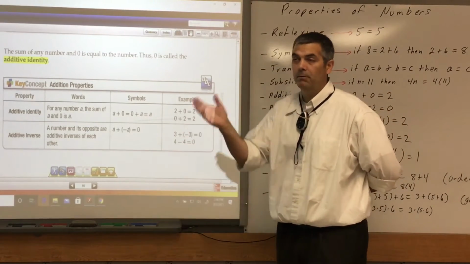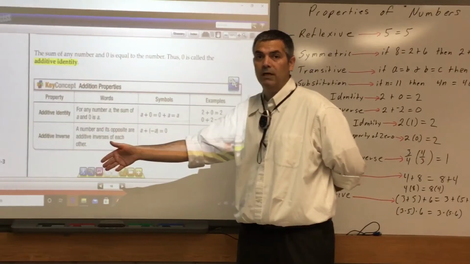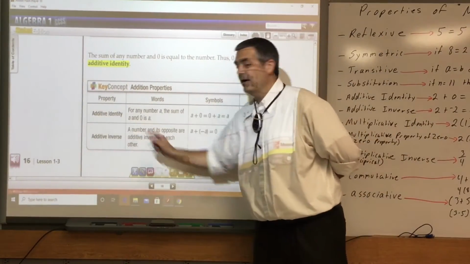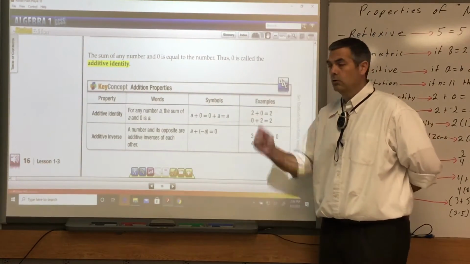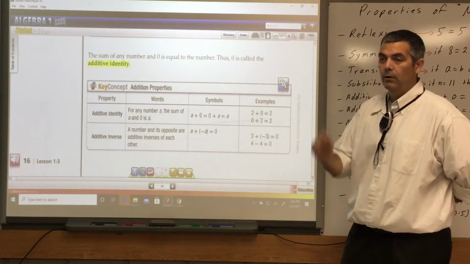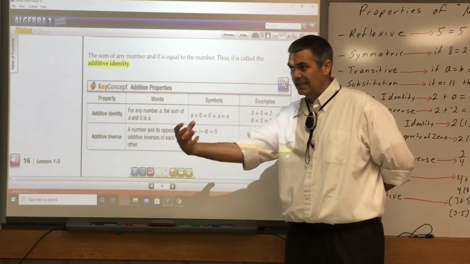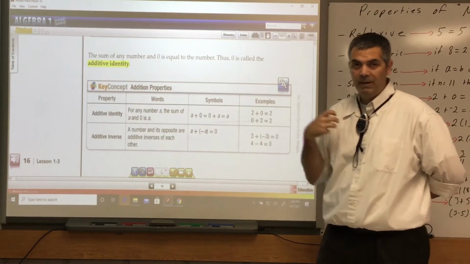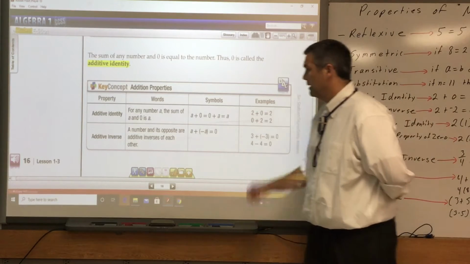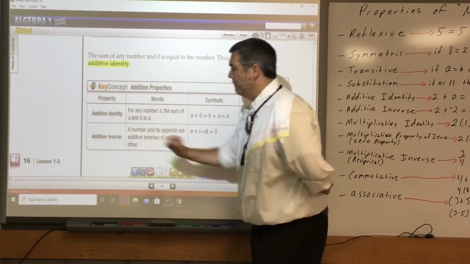So you have identity property of addition, identity property of multiplication. They also call it additive identity. Okay, so 2 plus 0 equals 2. Remember, identity properties are when you get back that same number. All right, you get back the same identity. That's what that is.